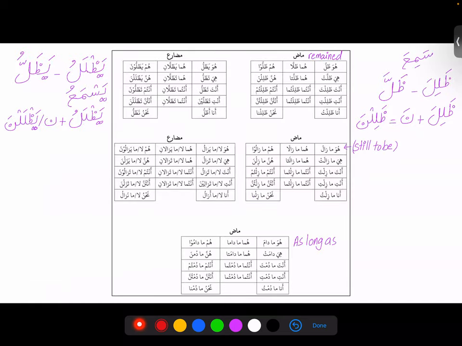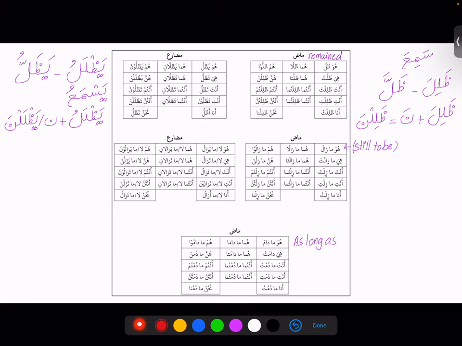Then we have zalla. Zalla means he remained. And that is Bab Samia. Okay, actually, it should be zalila. Zalila, Bab Samia. Zalla, it becomes. And so, huwa zalla, huma zalla, with alif, hum zallu. Right? Hiya zallat, huma zallata.